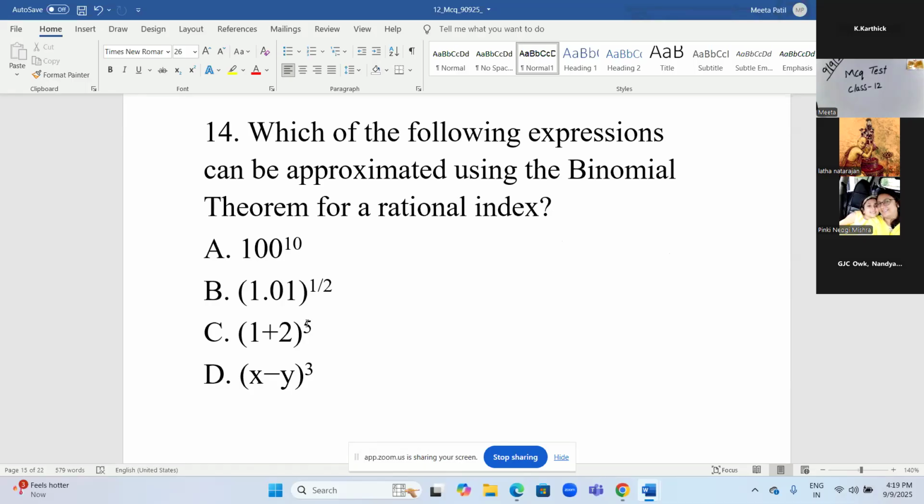Once again, I will repeat the question. Which of the following expressions can be approximated using the binomial theorem for the rational index? Option A, 100 power 10. Option B, (1.01) power 1 by 2. Option C, (1 + 2) power 5. And option D, (x - y) power 3.